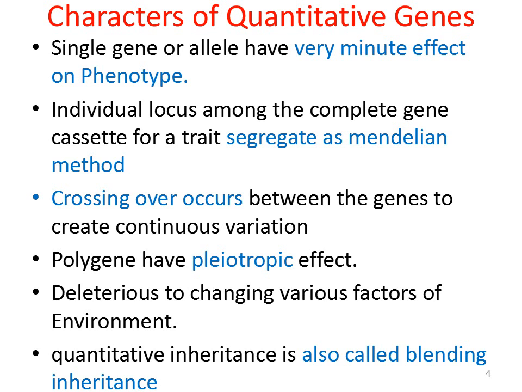They are also sensitive to changing environmental factors. I have told you that environment is the key factor. Environmental factors are of significant value in the inheritance of quantitative traits. Therefore, the quantitative genes or minor genes will be sensitive to various environmental conditions. Now, quantitative inheritance is also called blending inheritance. There may be a question in various examinations asking what is the synonymous term for quantitative traits, quantitative genes, quantitative inheritance. Blending inheritance is synonymous with quantitative inheritance.